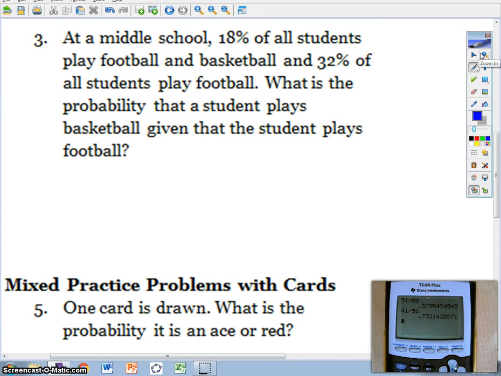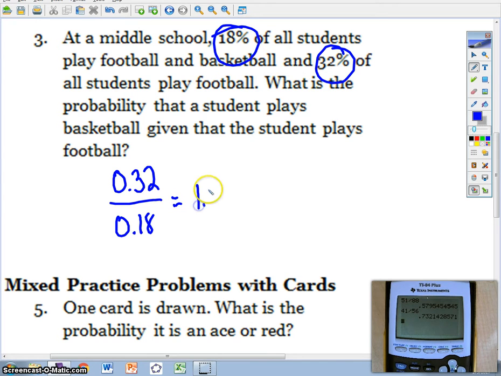All right, at the middle school, 18% of students play football, 32% play basketball. Scratch that. 18% play football and basketball, 32% play football. What is the probability that a student plays basketball given that they play football? Now, in class, we talked about this. What if you did this backwards? You kind of got robotic and just took the second percentage divided by the first one. You get 1.7 repeating.